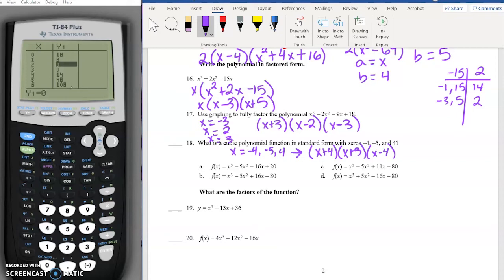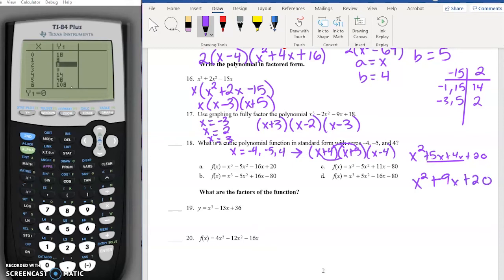So I'm going to start by doing x plus 4 and x plus 5, multiply those together. So x times x is x squared. X times 5 is plus 5x. 4 times x is plus 4x. And then 4 times 5 is plus 20. Combine my like terms. I get x squared plus 9x plus 20.